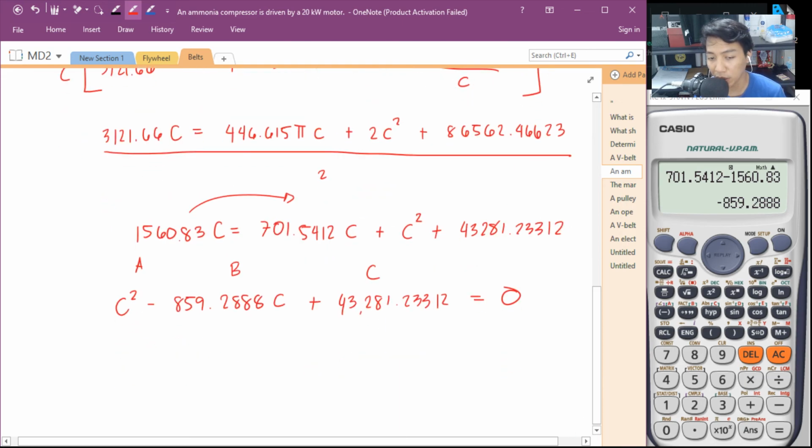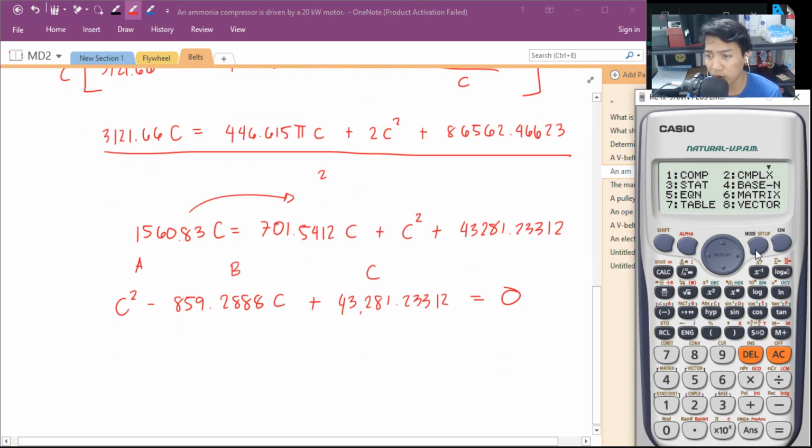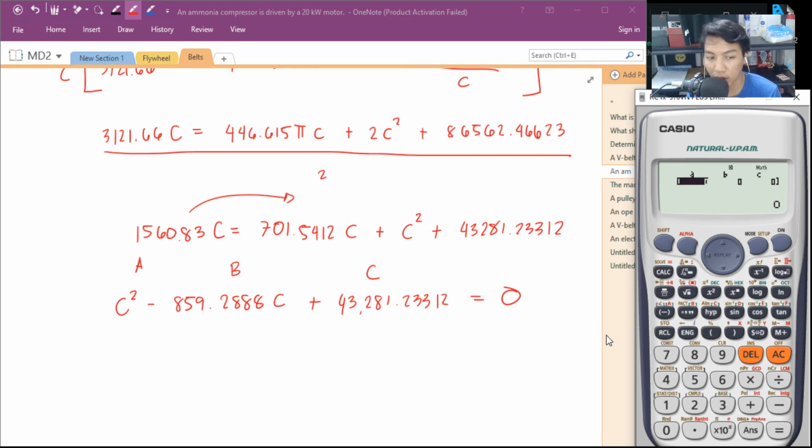Anong gagawin natin? Tinuro ko na yan. Topics 1 pa lang. So, mode, ano dito? Equation 5. Ano equation dyan? Ito, quadratic. Mode 5, 3. So, that is, again, mode, equation 5, tapos quadratic equation 3. O, ano yung A mo? 1. Ano yung susunod? Negative 859.2888. O, ano yung C? That is 43,281.23312. The answer will be 805 or 53.